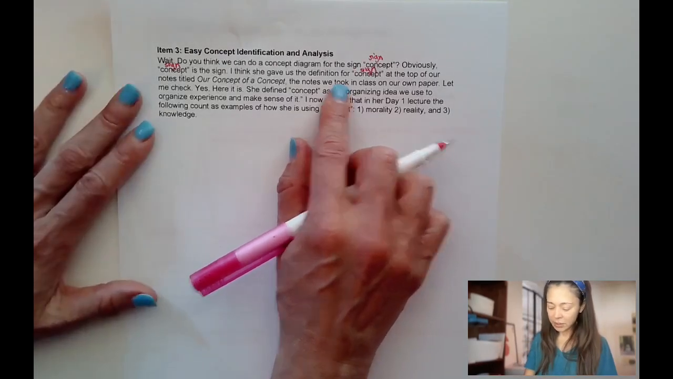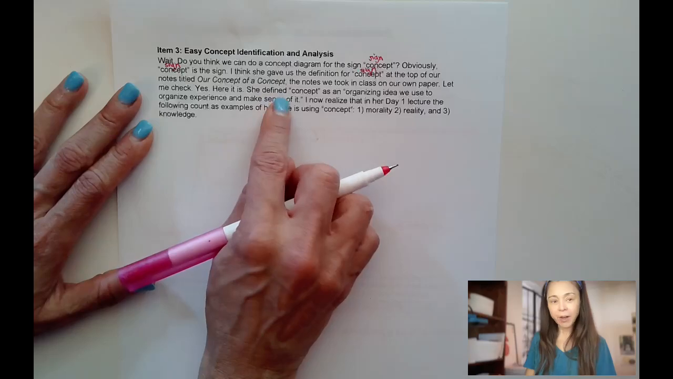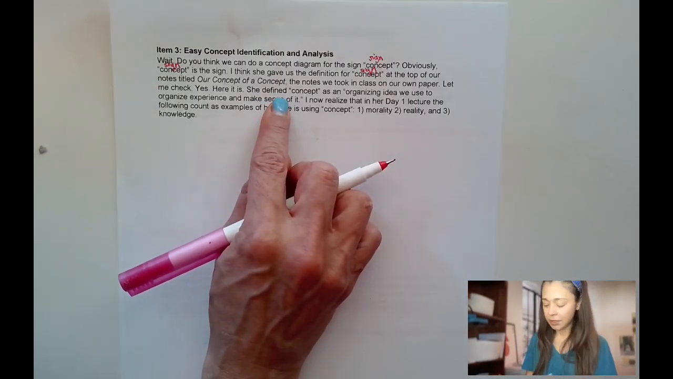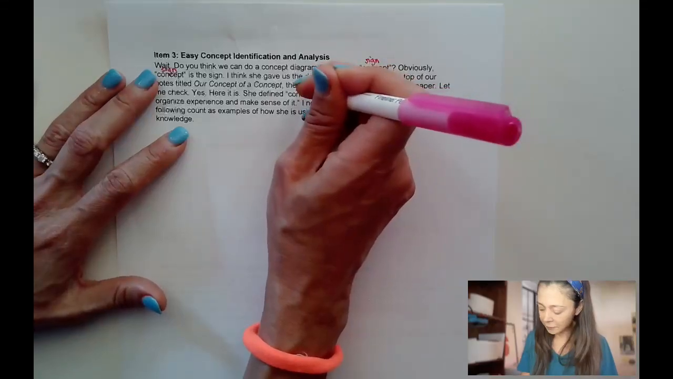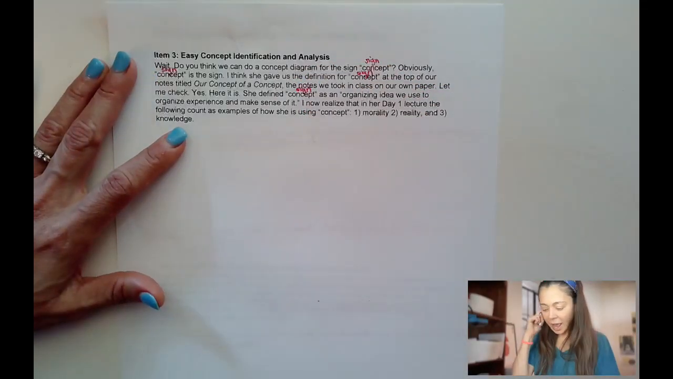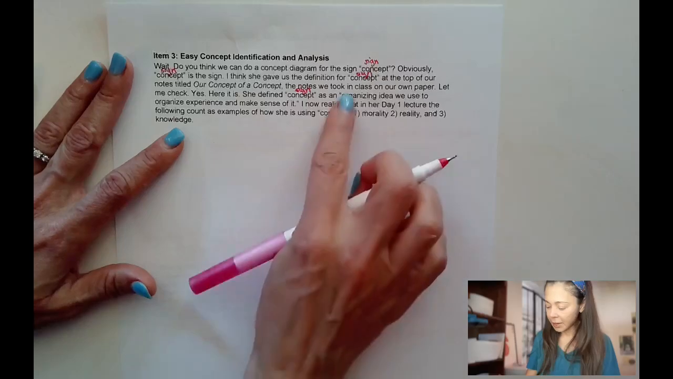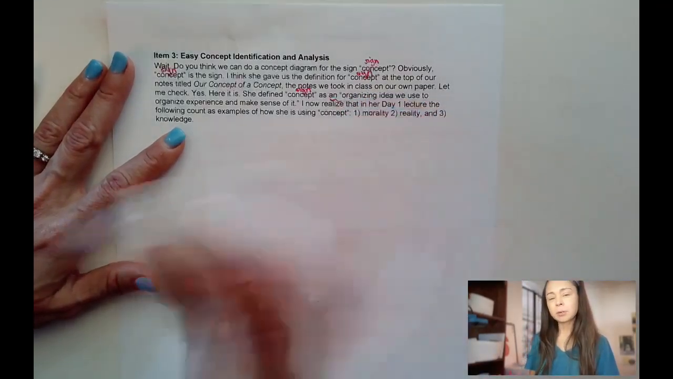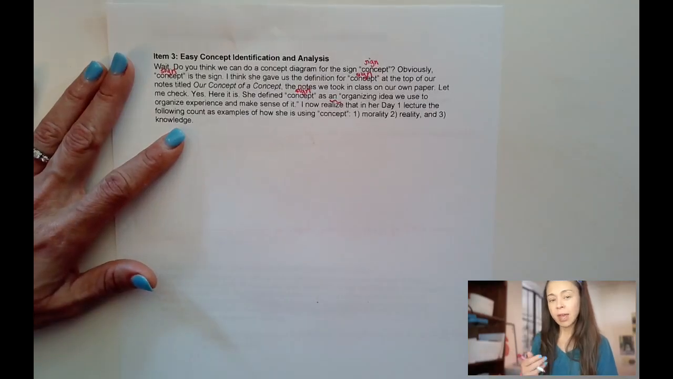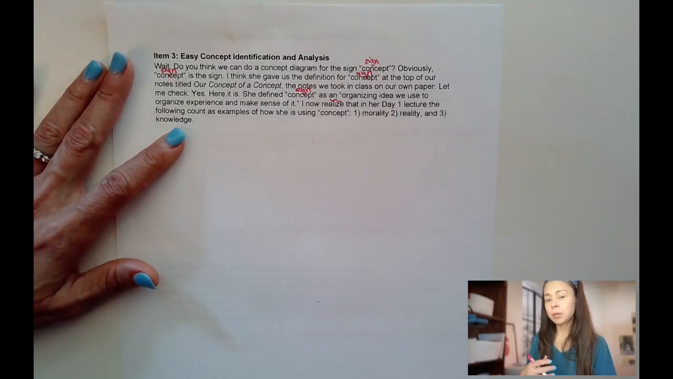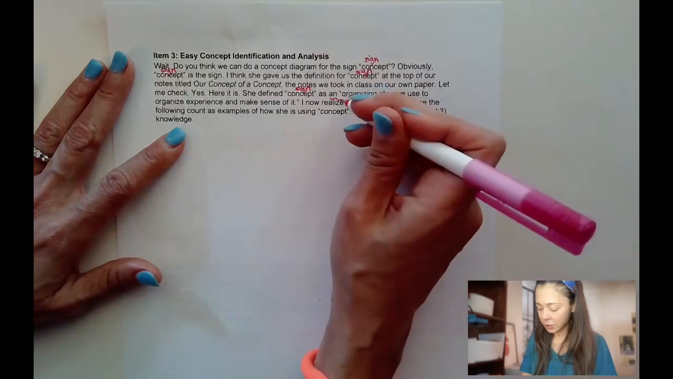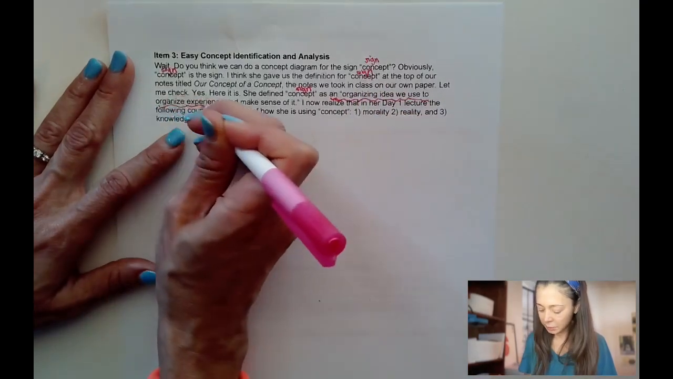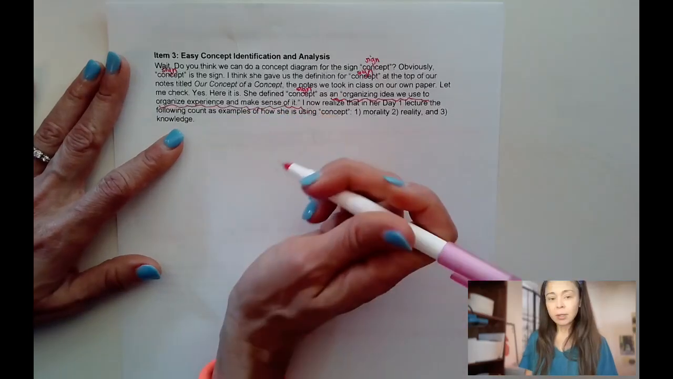And then they say, let me check. Yes, here it is. She defined, right? So now we're actually about to get the definition. And then they're saying she defined that sign, right, as an organizing idea. So really, we want to include the word and. Remember what I said about little words like when, and, the, a, any, that those should be included if they're right at the beginning of a definition, which and is. So: an organizing idea we use to organize experience and make sense of it.